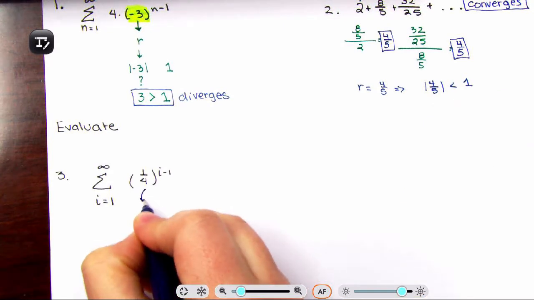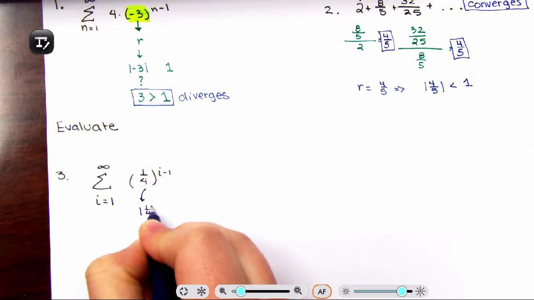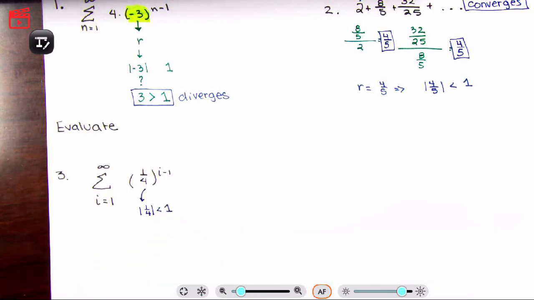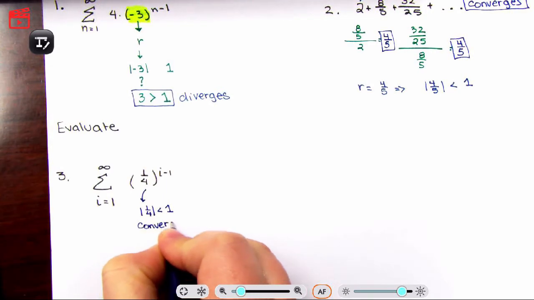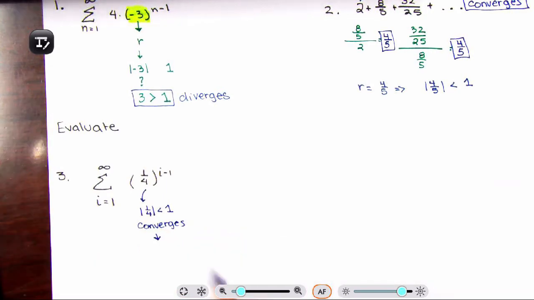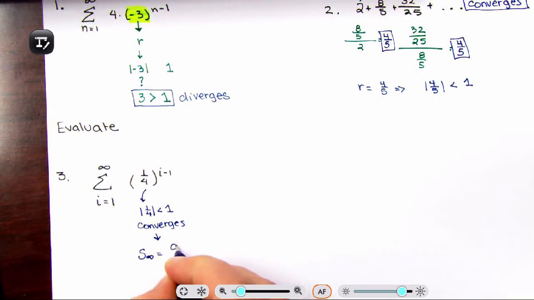We're going to start with our R value. The absolute value of R is, in this case, less than 1. Since it is less than 1, then it converges. So we're going to use our formula. And our formula, again, is S sub infinity, or you can just use S, is equal to A sub 1 divided by 1 minus R.